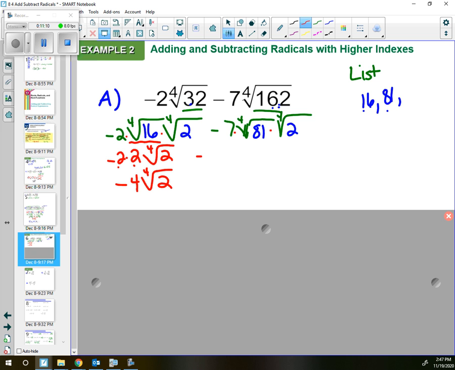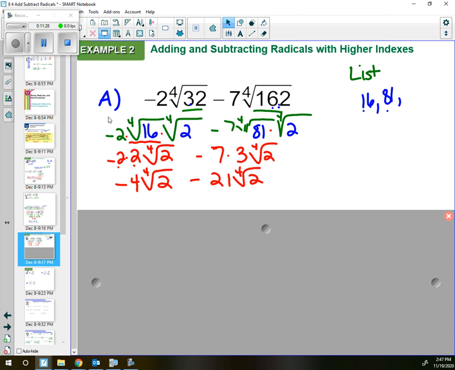Next one, still a product. I have a -7. Let's do the fourth root of 81. So what times itself 4 times gives you 81? Well, that's 3. And then times the fourth root of 2. So -7 times 3 would be -21 times the fourth root of 2.